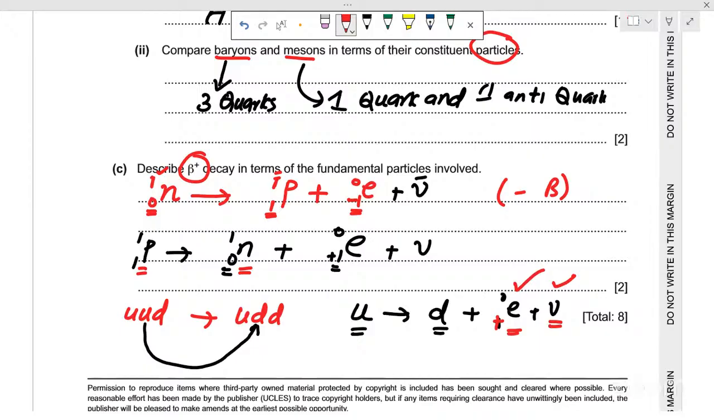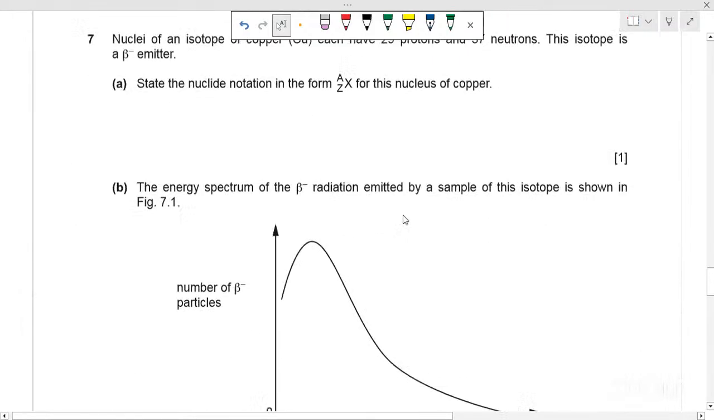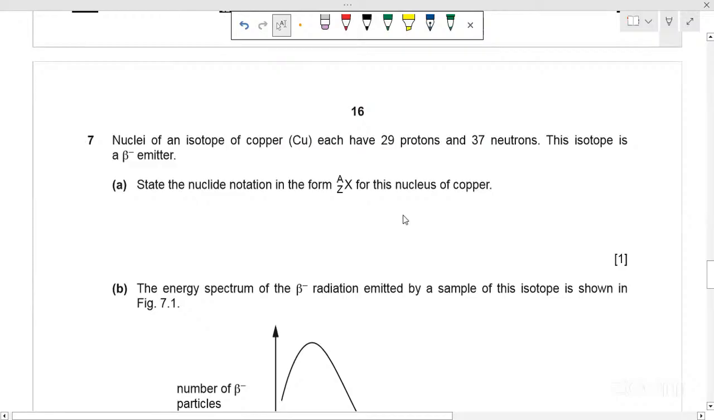If you were asked to describe beta negative decay, then you should mention that neutron changes to proton. In other words, up, down, down. In other words, down quark changes to up quark, and antineutrino will be emitted. So I have mentioned both equations. It depends on what the examiner prefers. So this is the third question that we have to answer.